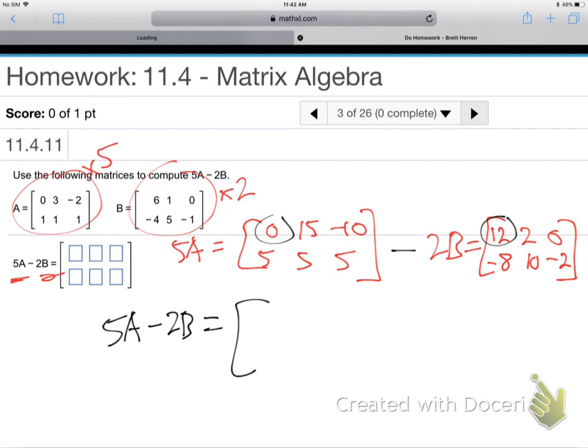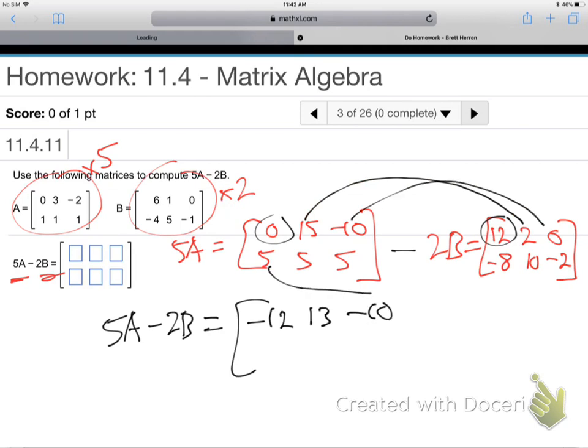Upper left, 0 minus 12, negative 12. Good. Am I going too fast? And then 15 minus 2, so 13. Negative 10 minus 0. And then 5 minus a negative 8. What's that? 13? Because it adds, right? 5 minus 10 is negative 5. 5 minus negative 2 is 7. There we go. Is that good? Pretty straightforward? Very natural, right?